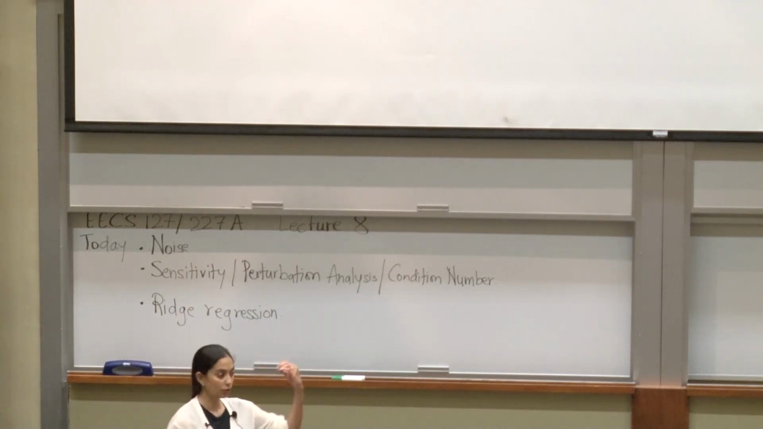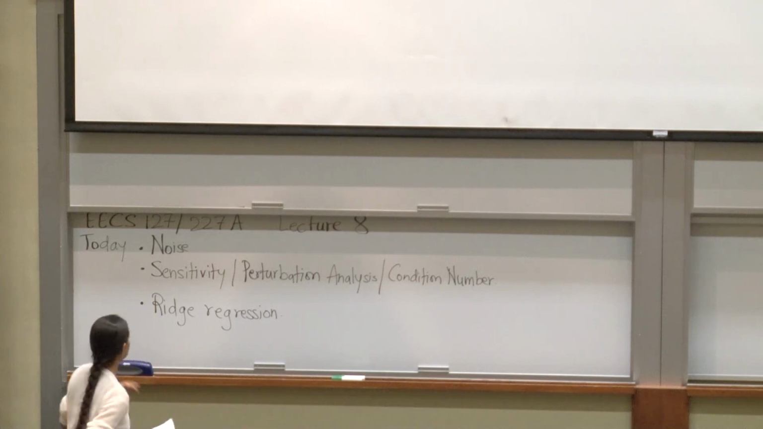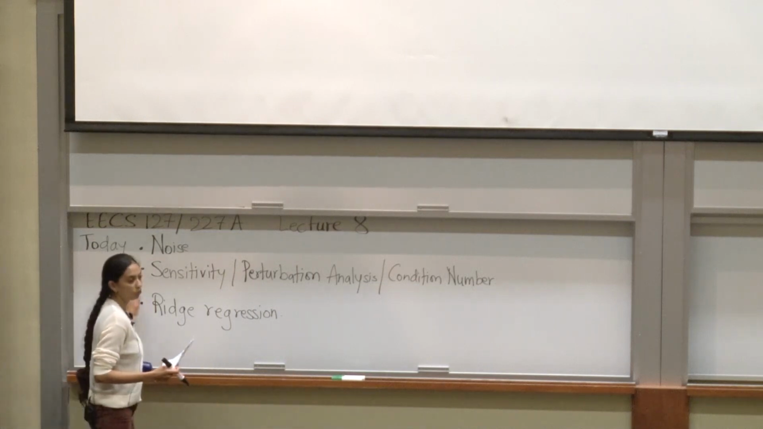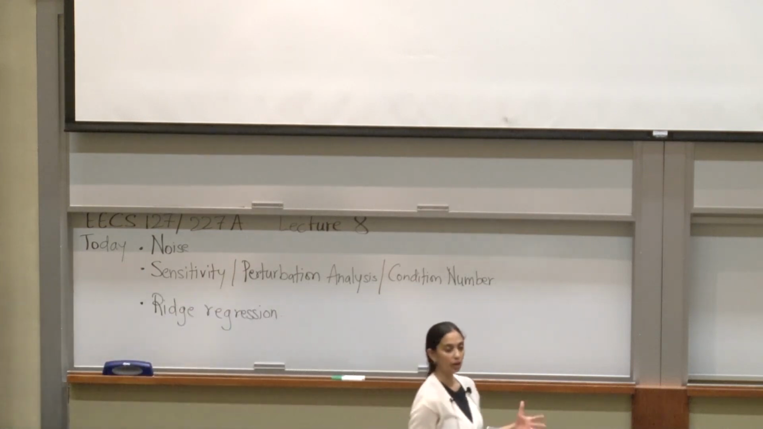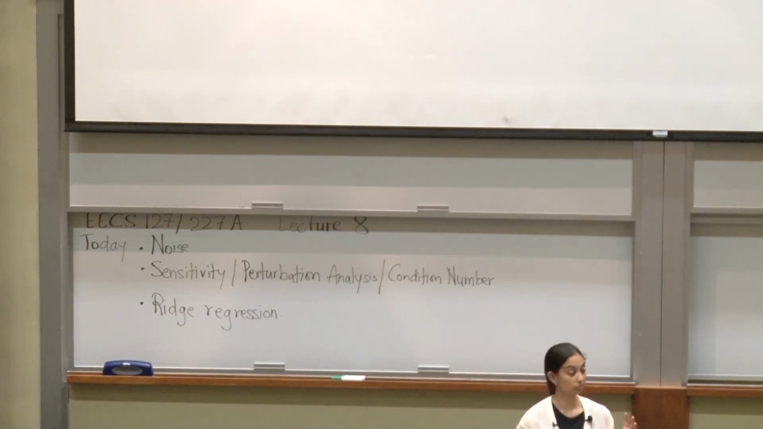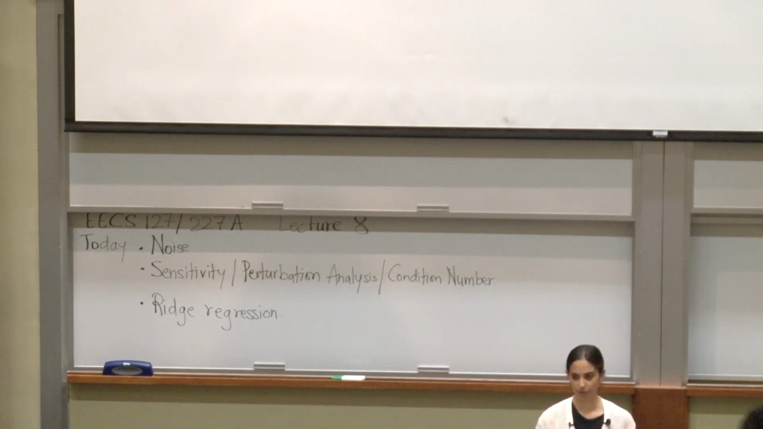So today, again, we're going to talk about this one very specific special example called ridge regression. And to build up to that, we're going to start out by talking about the idea of sensitivity analysis or perturbation analysis. What happens when you might have some kind of noise in your data or in your measurements, and how we can understand how to deal with this.